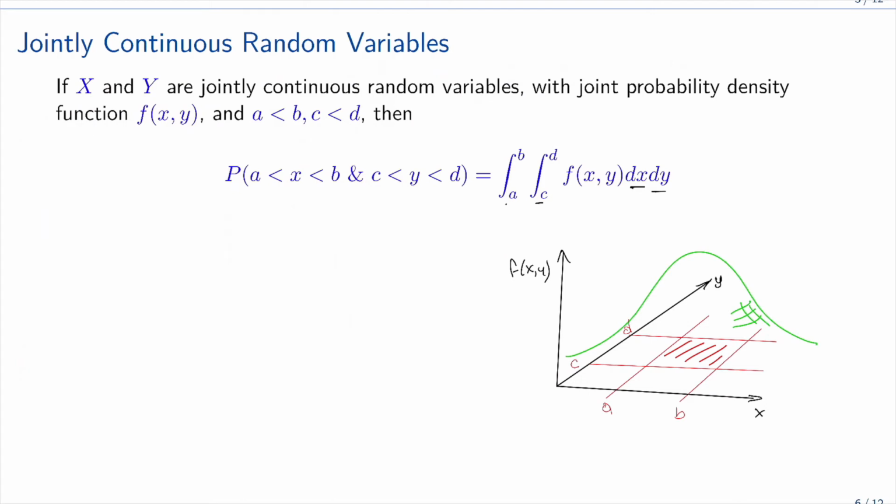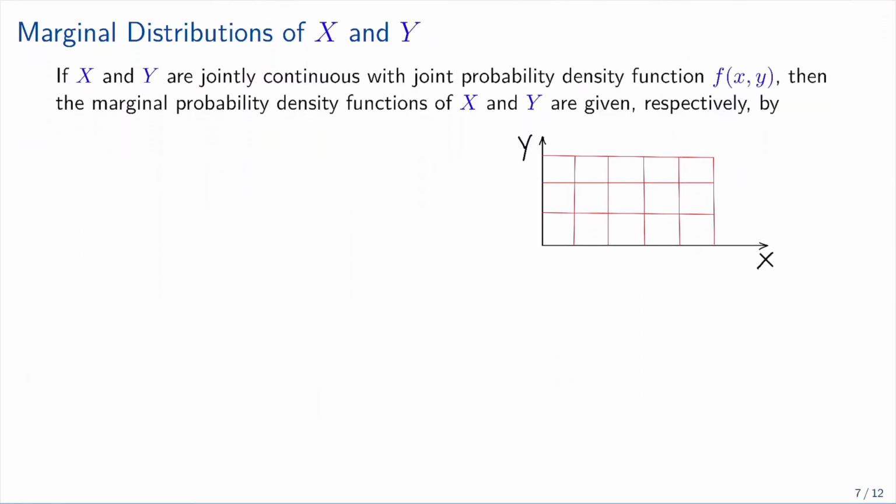Remember that a probability density function, in the case of one variable, always has to be equal to 1 when we integrate over the whole domain. When we have the joint probability of these two variables, it should be the same thing. The integral from minus infinity to infinity of the integral from minus infinity to infinity of f(x,y) dx dy should be equal to 1. Now, how do we compute the marginal distributions for x and y?